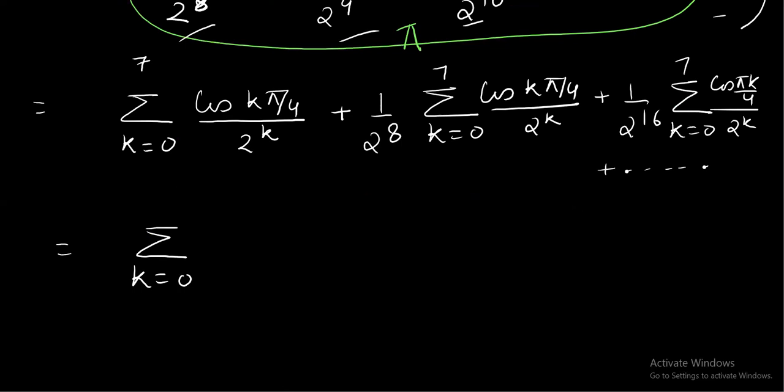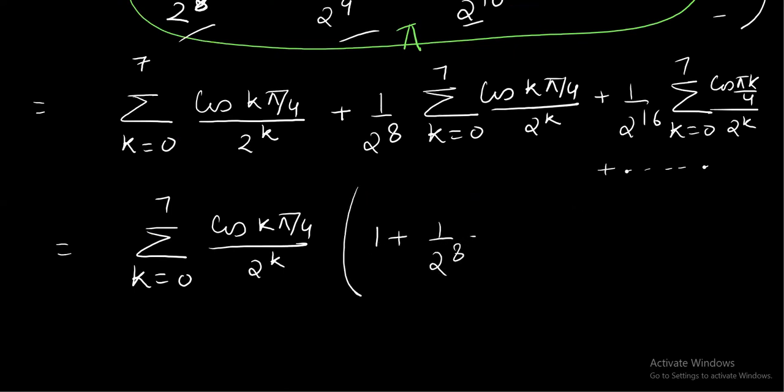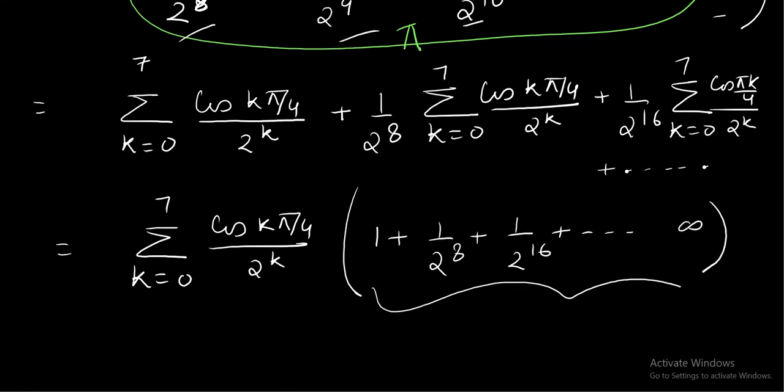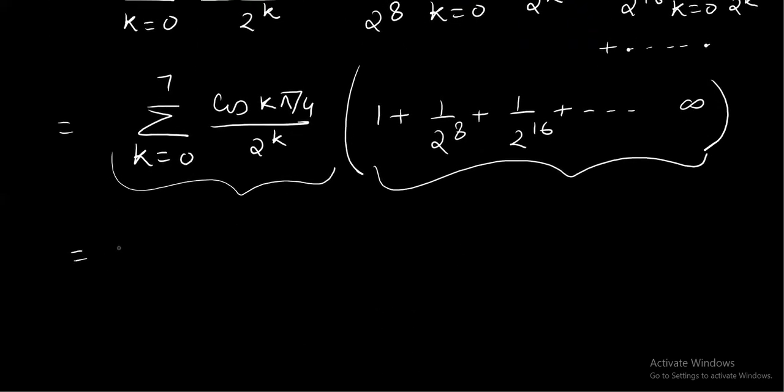We need to take the sum for k equals 0 to 7 of cos(kπ/4) upon 2 power k common. We are left with 1 plus 1 by 2 power 8 plus 1 by 2 power 16, keep on writing till infinity. Can you find out the sum of this infinite GP? Yes. Can you find out the sum of these 8 terms? Absolutely yes. So let us find out individual values and multiply them together.